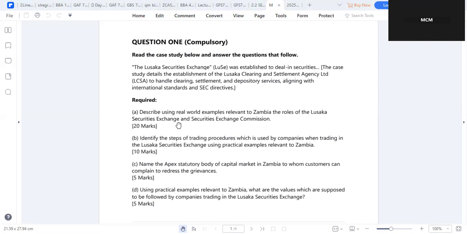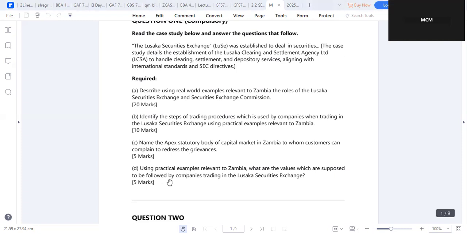So we have looked at part A, using real world examples relevant to Zambia, the roles of SEC, identify the steps and procedures used when trading at LUSE, and name the apex statutory body in Zambia to whom customers can seek redress, 5 marks. Then using practical examples relevant to Zambia, what are the values which are supposed to be followed by companies trading at LUSE?